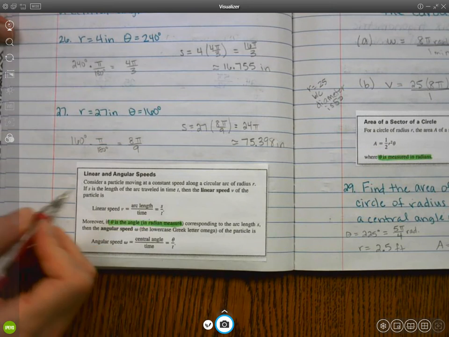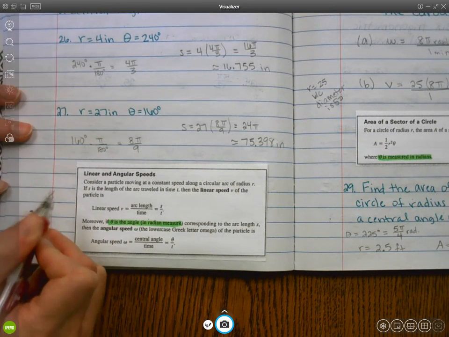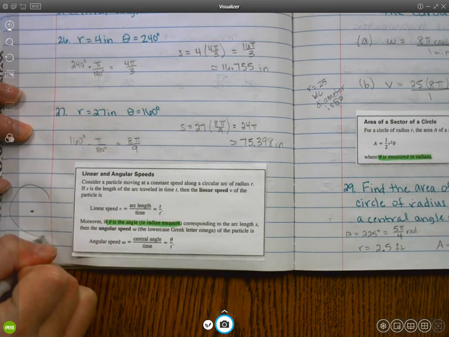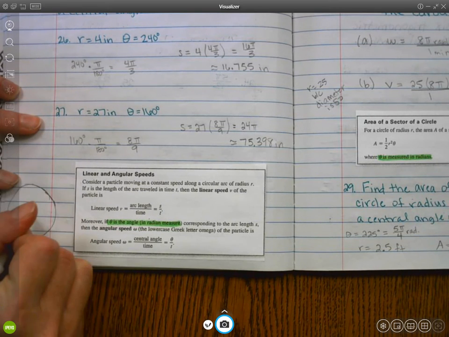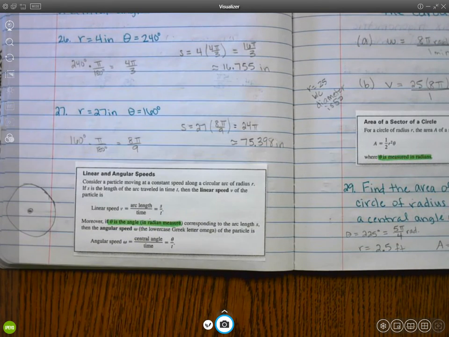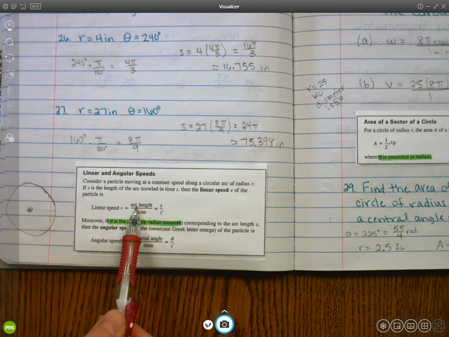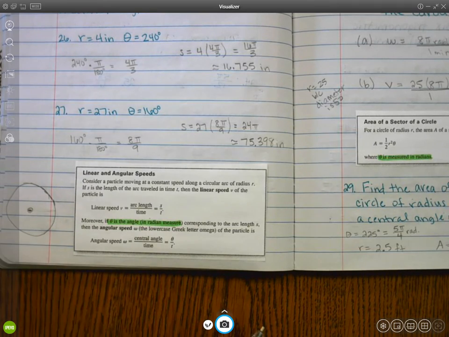So linear speed is if I'm on a circle, if I'm traveling out here around the edge versus if I'm traveling in here. So the radius is going to come into play there. So arc length, we have radius times angle, right? And then we divide that by time. And then angular speed is the central angle divided by time.